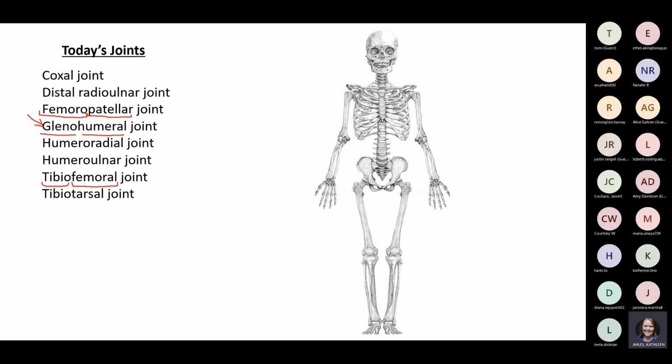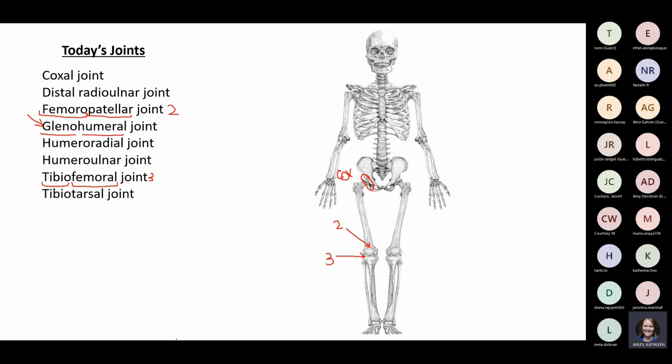So when we talk about joints today, we are going to start here at the hips. We're going to start at what's called the coxal joint, your hip joint, and then we're going to work our way down. So we'll talk about movements at the knee joints. There are multiple joints in the knee, as we can see from our list. The place where the femur interacts with the patella is the femoropatellar joint. Where the femur interacts with the tibia in the leg is the tibiofemoral joint.